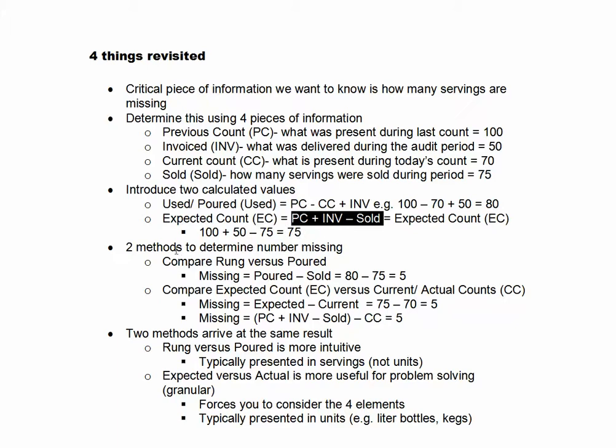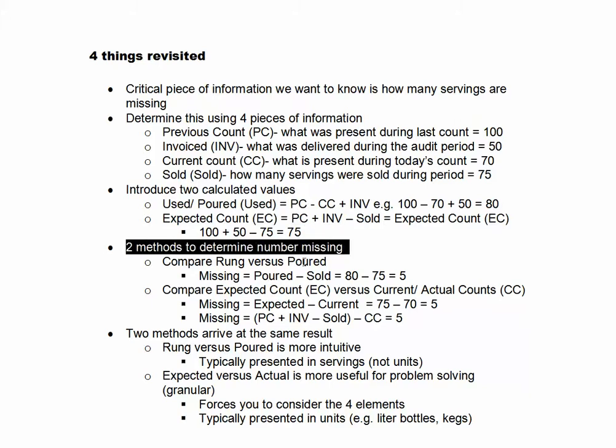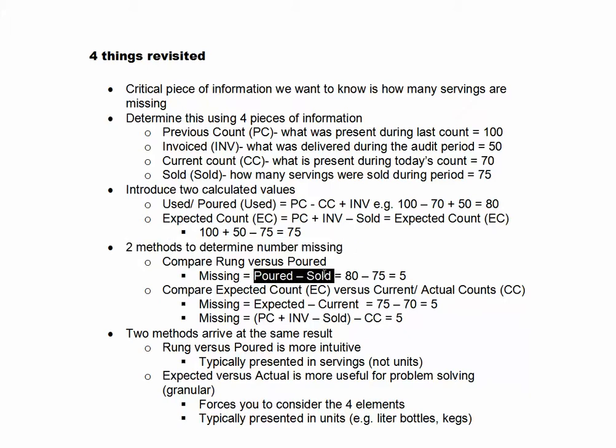Then let's think about how we use these four initial things and the calculated values during these two different methods to determine the number missing. The most intuitive one, the one you're probably going to use when you're talking with your clients and explaining what's going on, is to say, hey guys, you rang up 75, but you poured 80. So the simplest way to think about this is to compare how many were sold with how many were poured during the period. In this instance, the number missing is calculated as the number poured minus the number sold.